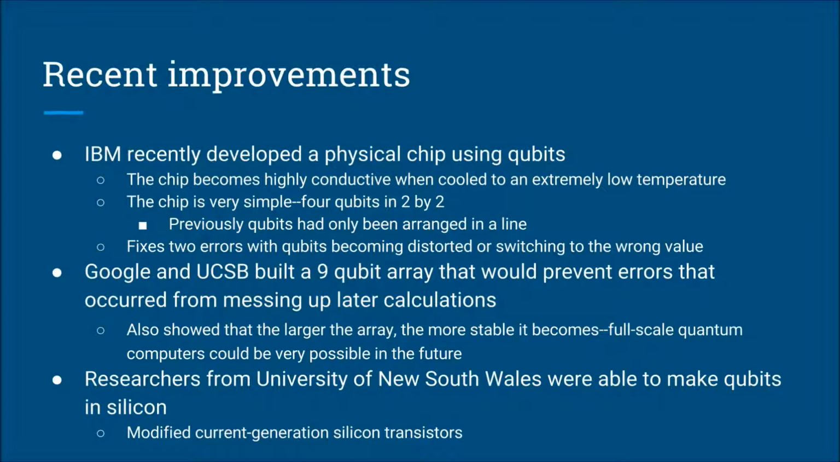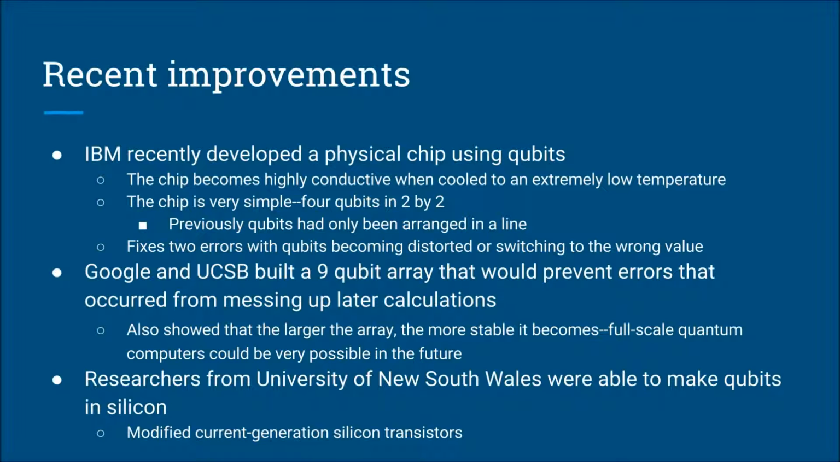Although it was fairly simple, it was only 4 qubits in a 2x2 structure. This was a big breakthrough because previous designs had only had the qubits in a line, and this was the first time they were able to make it in a chip, which is more like what computers are today. This also fixed 2 errors that have been plaguing quantum computing, which would make qubits become distorted or switch to the wrong values, and this chip was able to rectify those problems on many occasions, so that was a very important step.